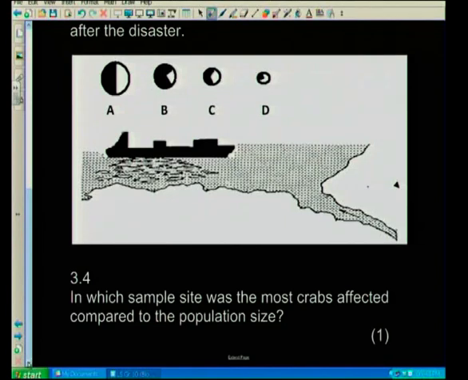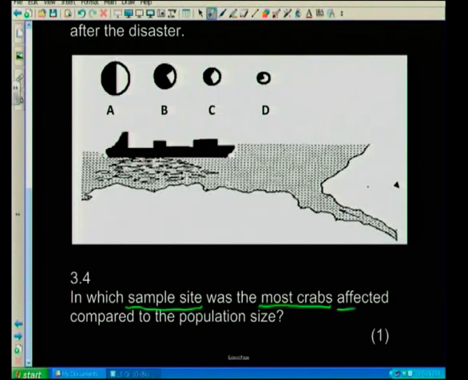3.4. It now says, in which sample site, again, they refer now to A, B, C, or D. Which sample site was the most crabs? Now maybe some of you are going to stop reading there. But the rest of the question, you have to finish reading up to the last word. I always say to my learners, read every single word and read up to the end of the question. Because there might just be one little word that you have missed out, and that will then give you the answer. You might not get the answer because you haven't read that word. Right, in which sample site was the most crabs affected compared to the pollution population size.